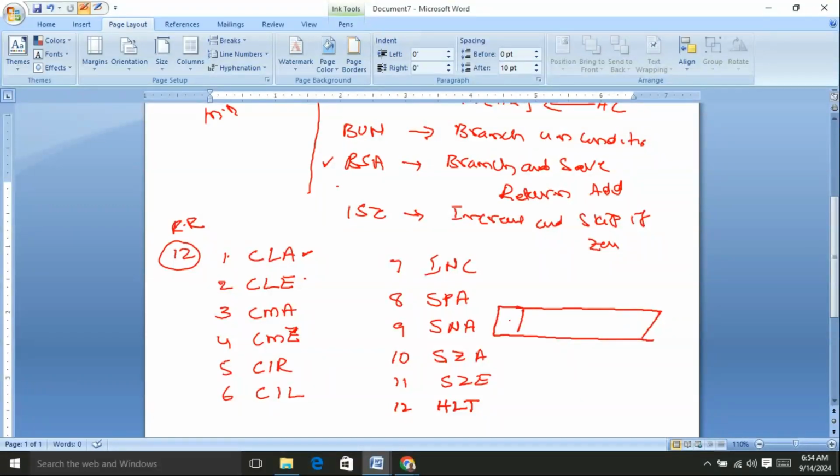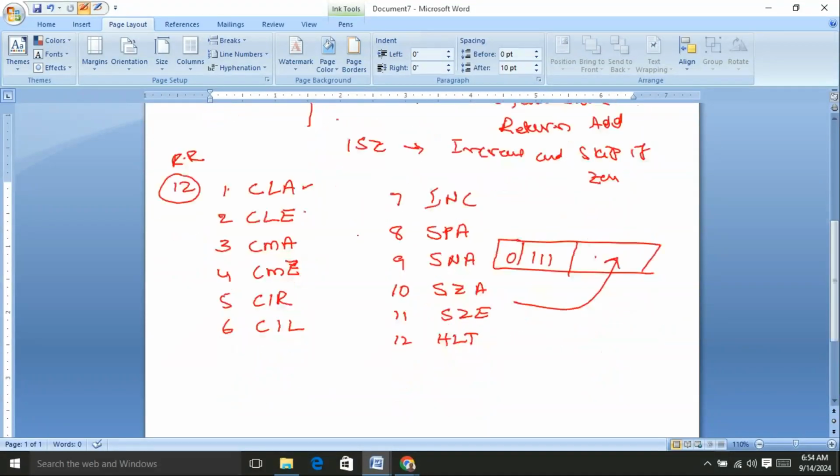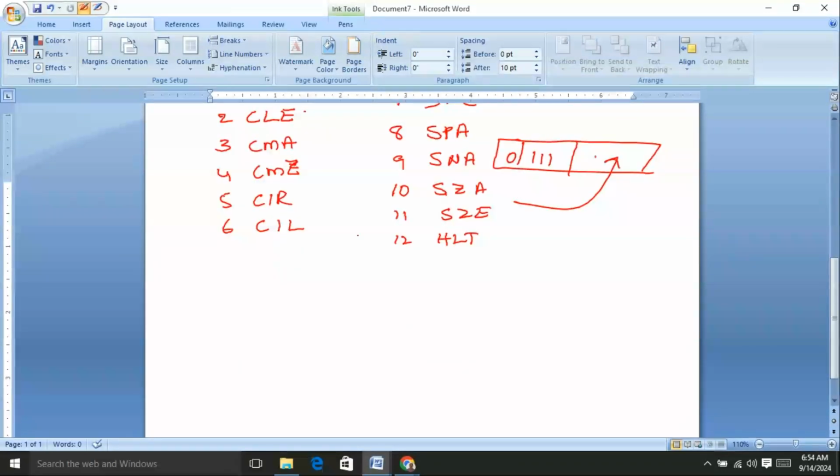That means here the mode bit is equal to 0, and the opcode part is 1. This is the operation part in this place. So 12 plus 7, the total is 19 instructions. The remaining 6 are the input output instructions, that means IO reference instructions.